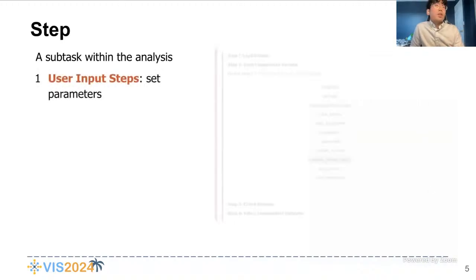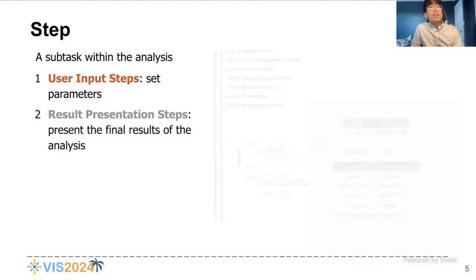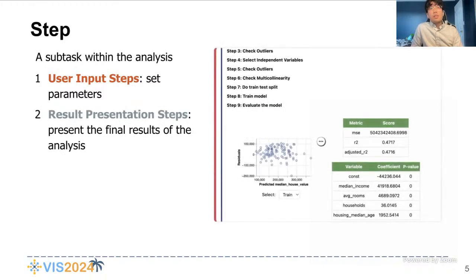And we offer three main types of steps in our system design. The first one is the user input step. It allows the user to set parameters. For example, the user can set the median housing prices as the dependent variable. The second one is the result presentation step. It presents the final result of the analysis.